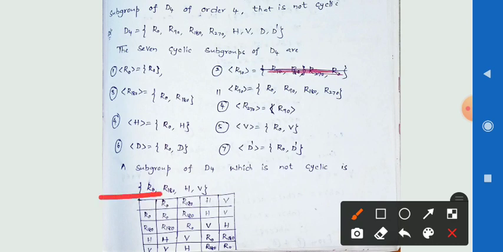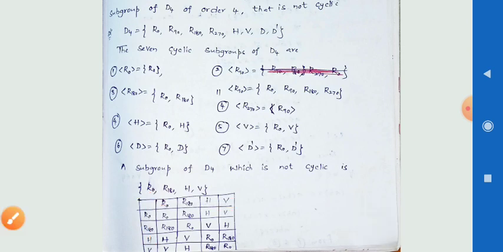This subgroup is not a cyclic group, and this can be written in Cayley's table like this: rotation 0, rotation 180, horizontal reflection and vertical reflection. Multiplying rotation 0 into rotation 0, we get rotation 0; rotation 0 into rotation 180, we get R180; rotation 0 into H, horizontal reflection, we get H. Similarly we can complete this table. This is the example which is not a cyclic group in D4.